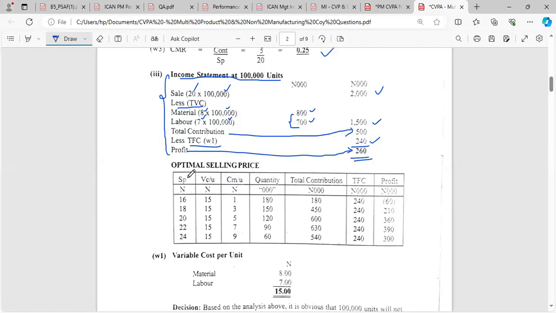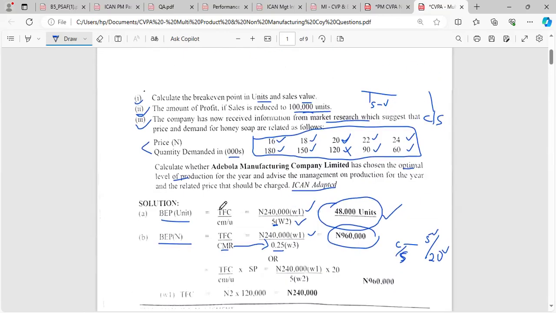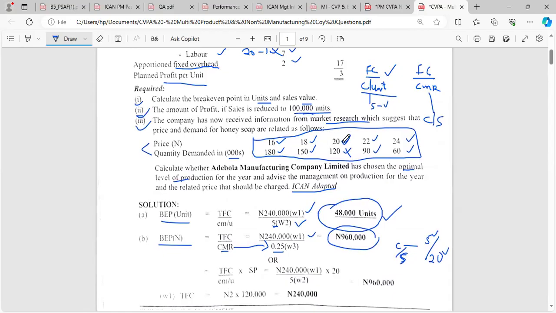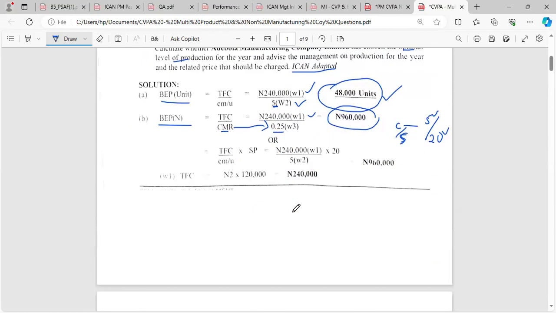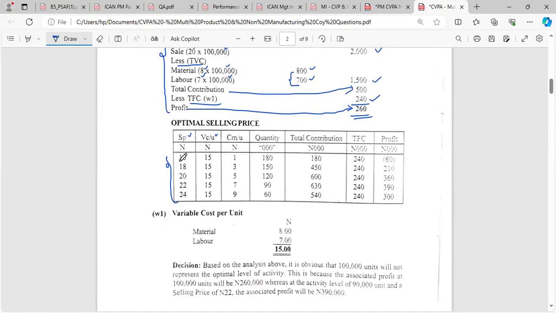So what we need to do is to put the selling price, and their variable cost per unit. Now calm down. This selling price is what we picked from the table. This is it: selling price 16, 18, 20, 22, 24. That's what we did. So we'll come here: 16, 18, 20, 22, 24.